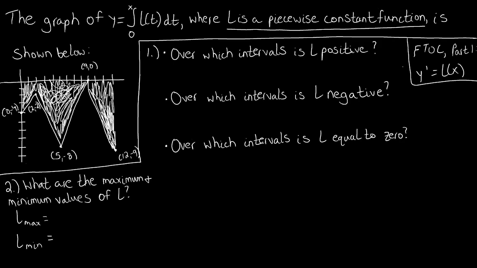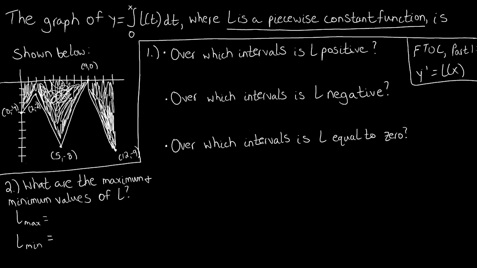By the fundamental theorem of calculus part 1, and this is the big main idea of this video, whenever we take the derivative of this y, the way that it's defined, using FTOC part 1, we get that the derivative of y is equal to L of x. So what that tells us is that our y prime is a piecewise constant function.